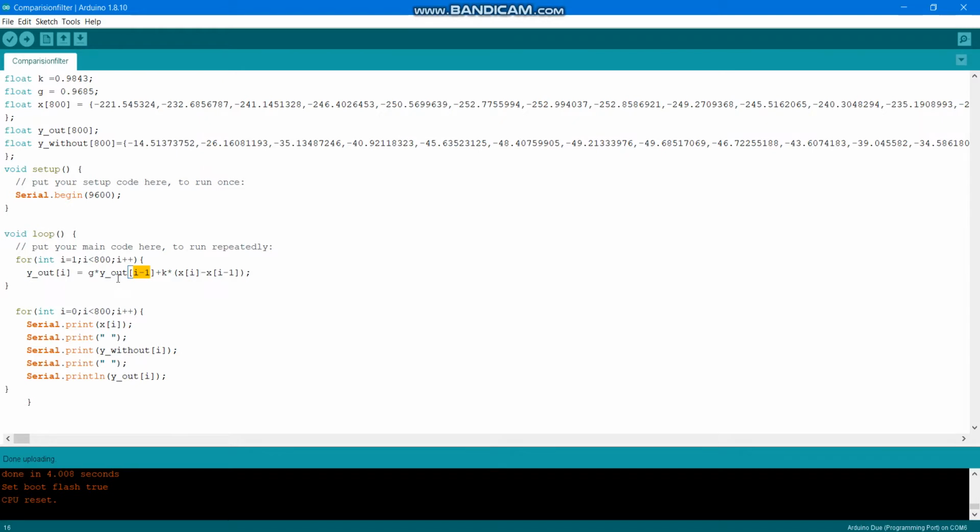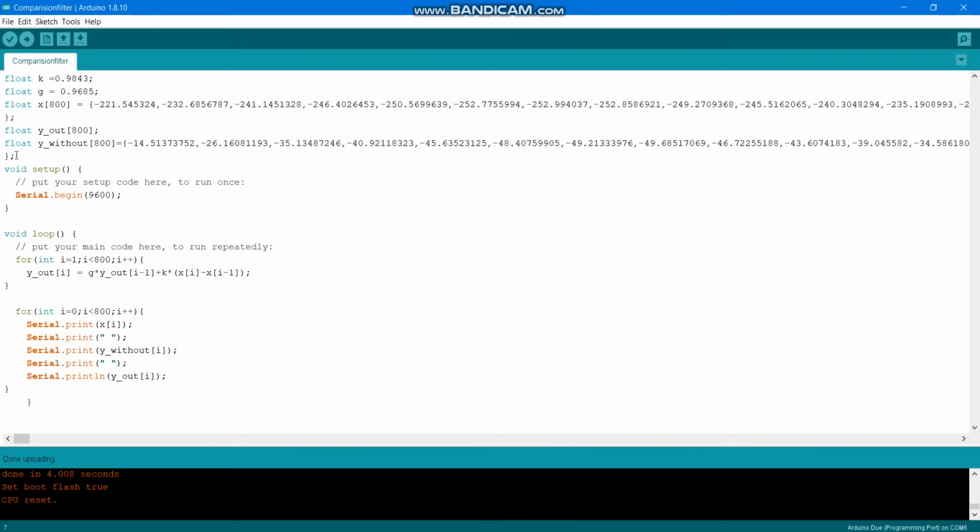We generally say that the values of y out for negative indices are 0, and y out of 0 is 0. So we'll use this loop to find the values of y out, and we declared these coefficients k and g already up above.